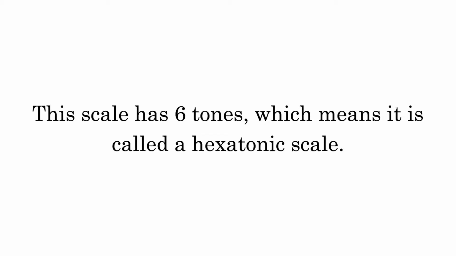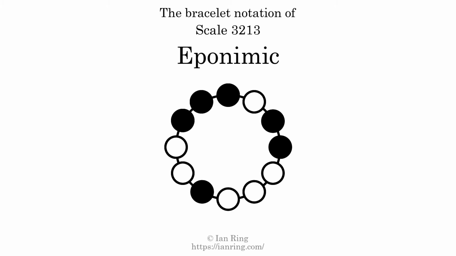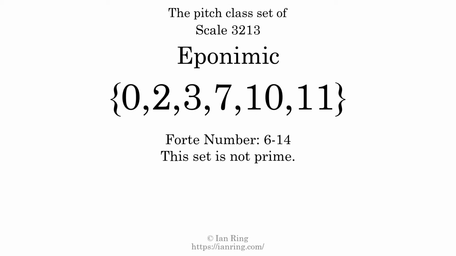This scale has 6 tones, which means it is called a hexatonic scale. This is a bracelet notation diagram of scale 3213. The shaded circles represent tones that appear in the scale, and they are read clockwise, starting at the top. The pitch class set for this scale is 0, 2, 3, 7, 10, 11.